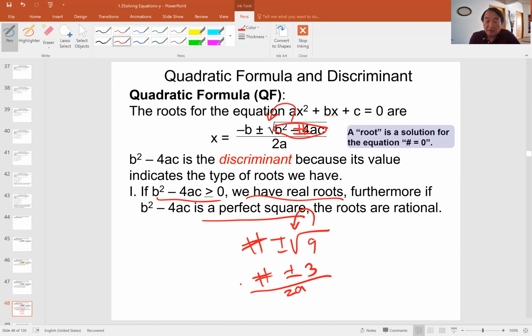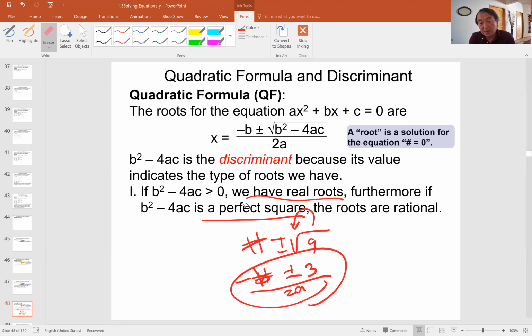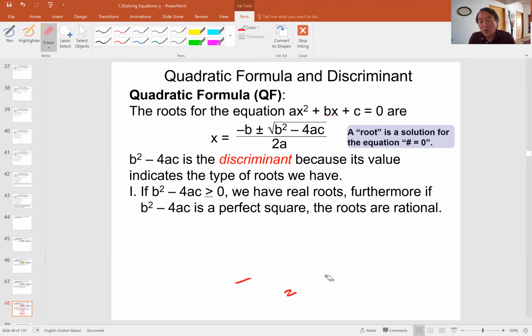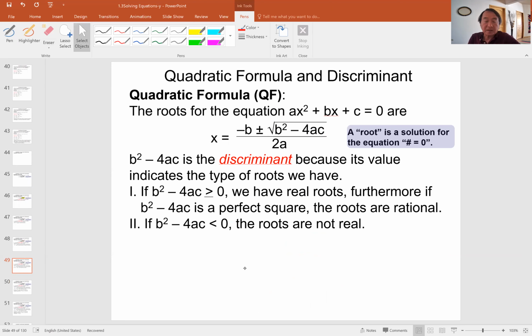So therefore, these properties give fraction answers. So if b squared minus 4ac is a square number, then you get fractions, which in turn means it's factorable. If it's negative, then we don't have real answers. And we'll talk about complex numbers in the next sections.